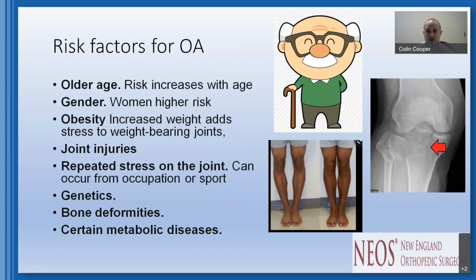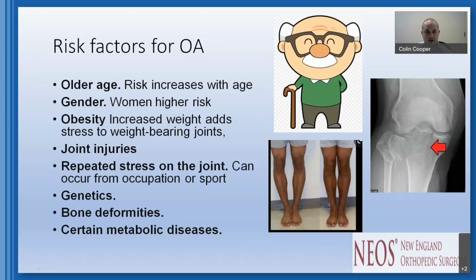There's several risk factors for osteoarthritis, and some of those we have control over. Some of those are out of our hands. Older age is a risk factor. As we get older, our risk for arthritis increases. Gender is a risk factor. Women are at higher risk for arthritis as opposed to men.